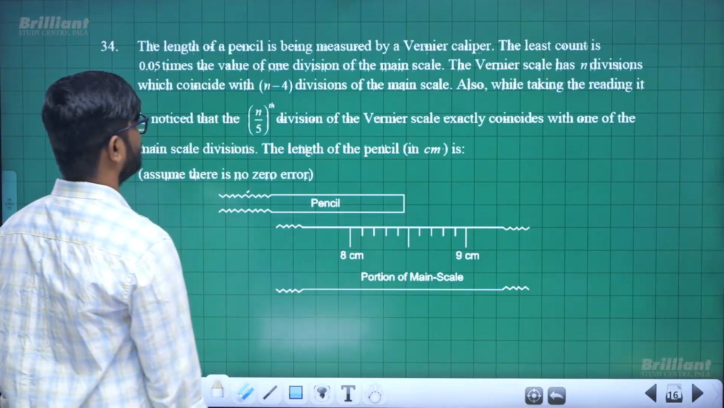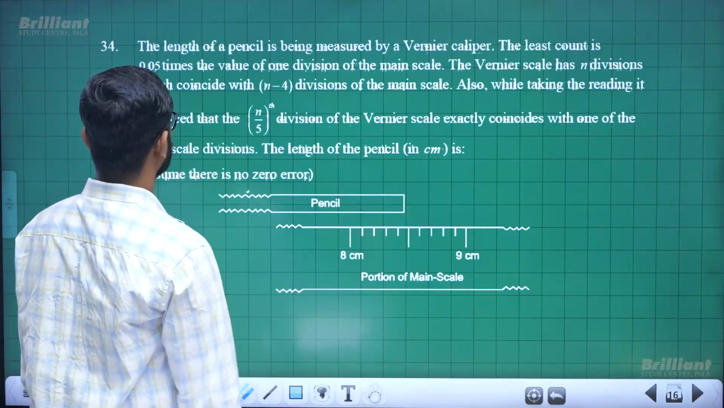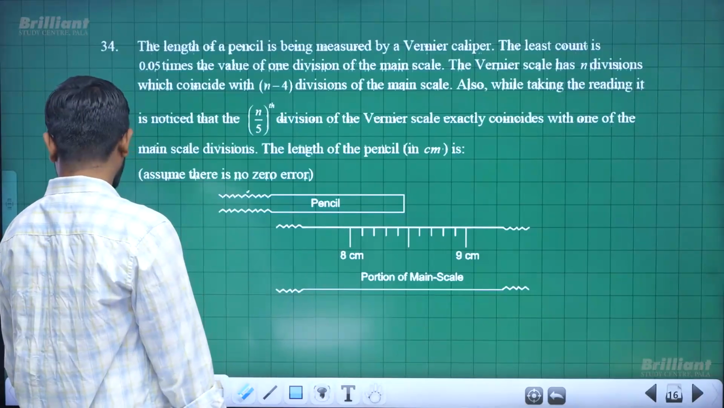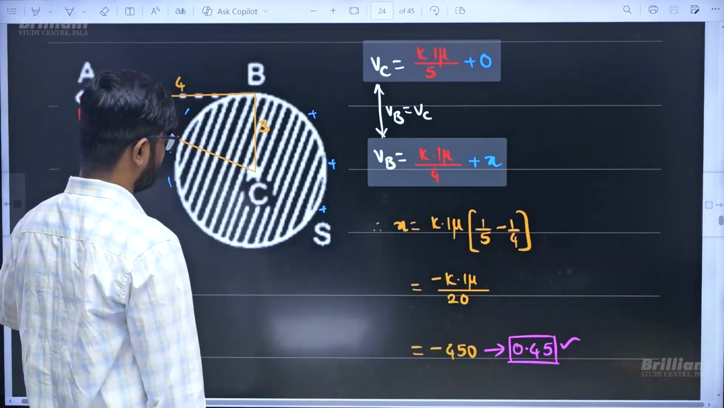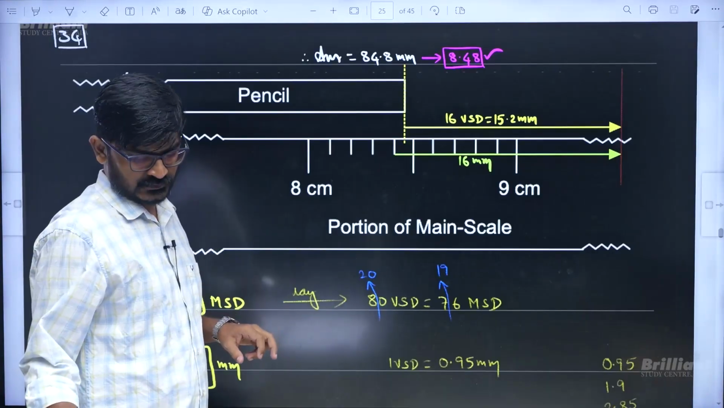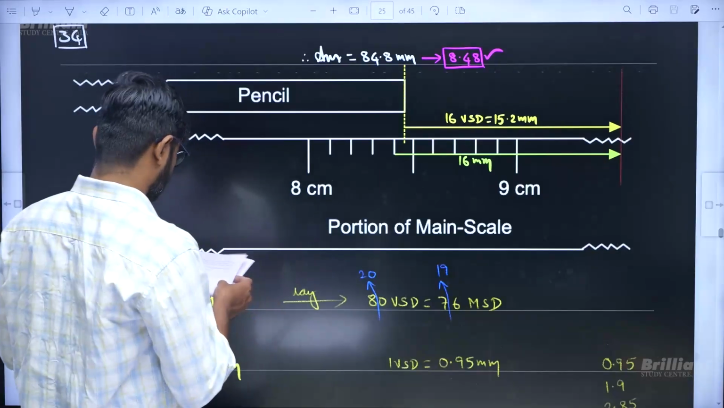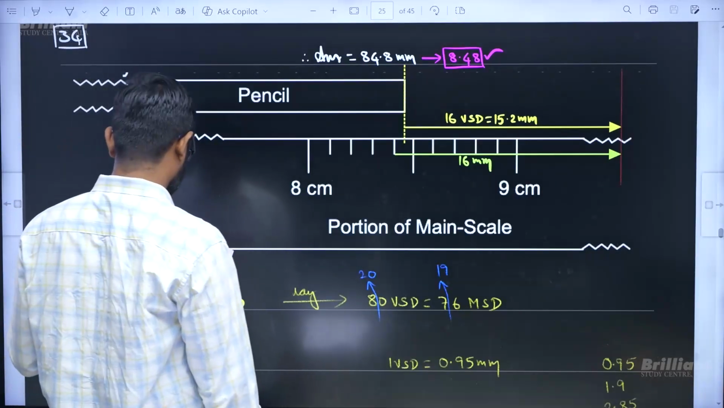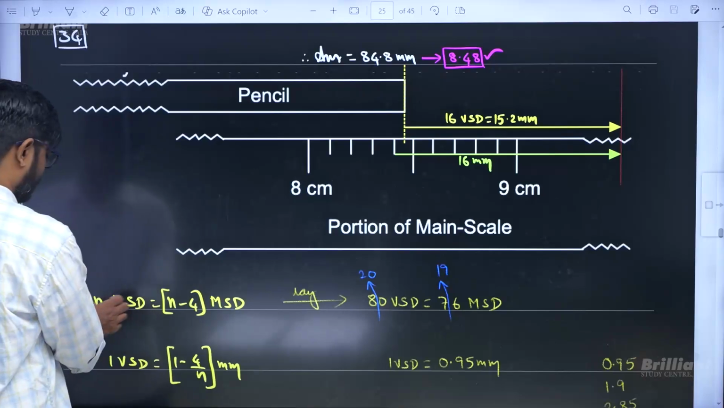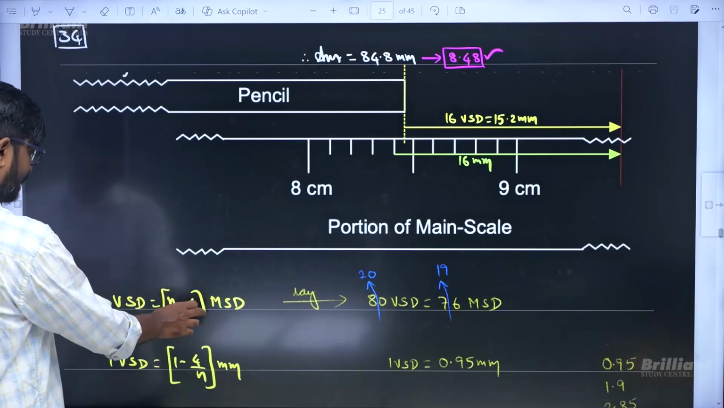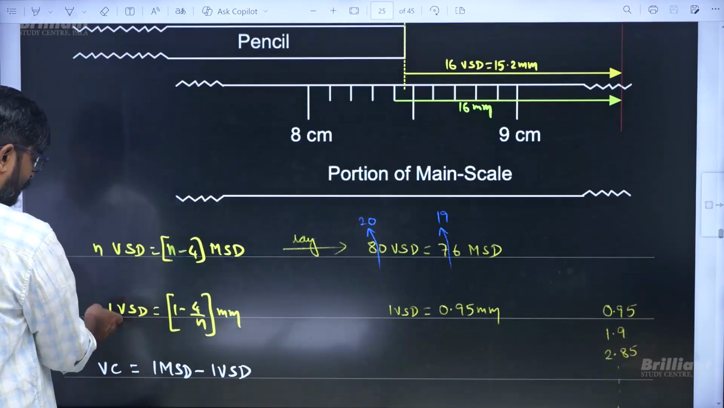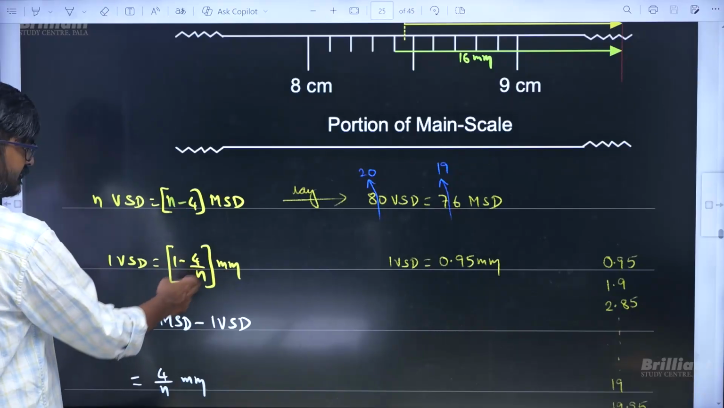The length of the pencil is measured by a vernier caliper. Least count is given. Okay, so let me show you the figure and explain the scenario. The length of the pencil is being measured. It is placed like this. The vernier scale has n divisions, n vernier scale divisions which coincide with n minus 4 main scale divisions. From there you will get how many mm one vernier scale division is.